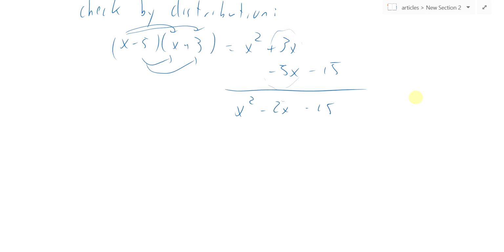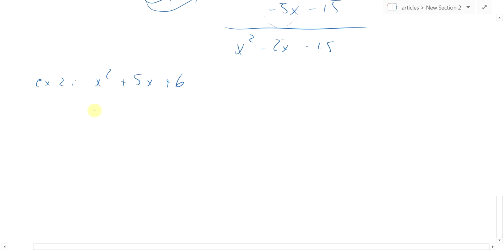Okay, so another example. Example 2, x squared plus 5x plus 6. What do we need to do? Two numbers that multiply to give 6 and add to give 5.